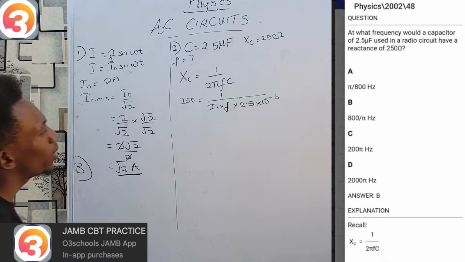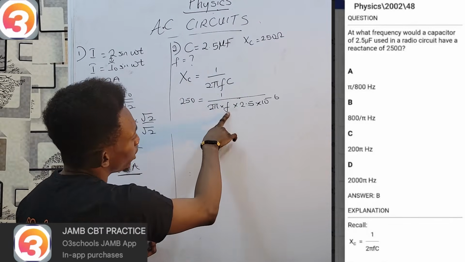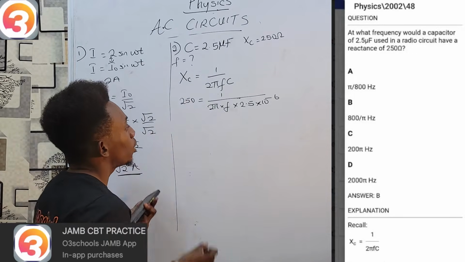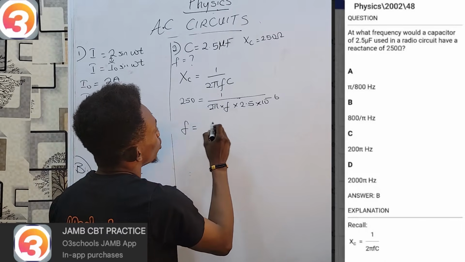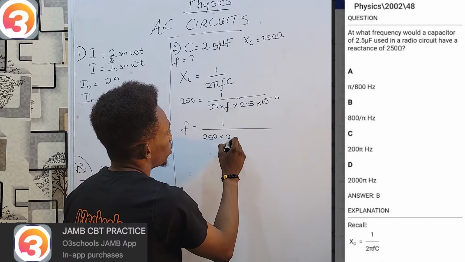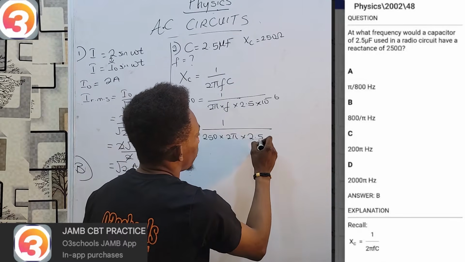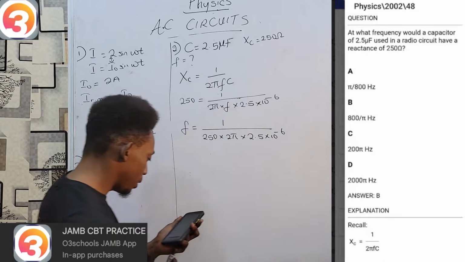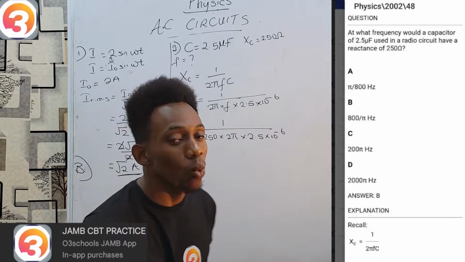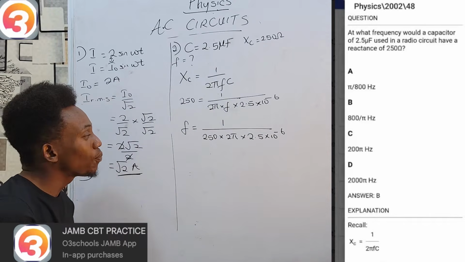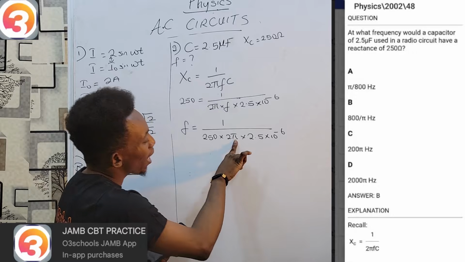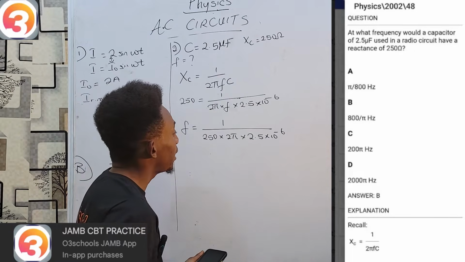Okay, now how do we analyze this? We want to get f, right? So if we cross multiply, f can go up and 250 can come down, implying that f will be equal to 1 divided by 250 times 2 pi times 2.5 times 10 to the power minus 6. Now, normally, we would have put pi as a number 3.14, but in these options, when you look at them, pi doesn't get touched. Pi remains pi. Therefore, this pi would also have to remain pi.